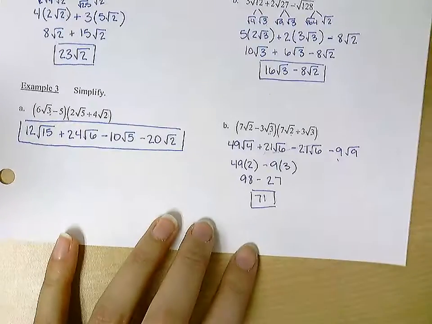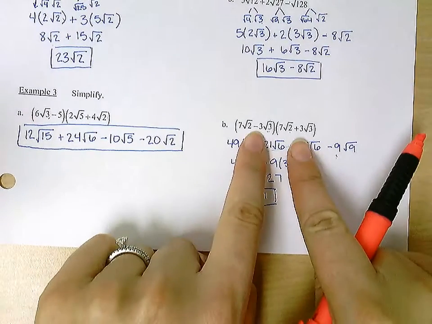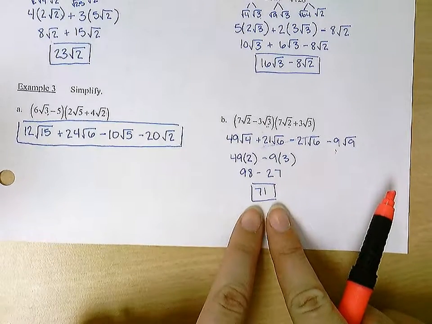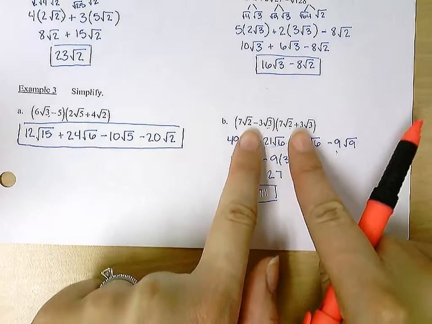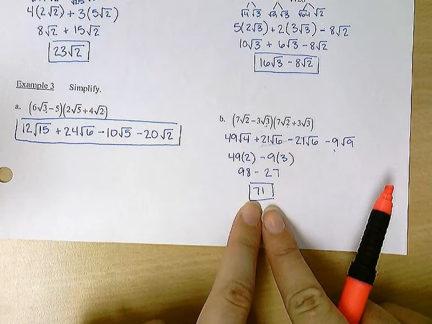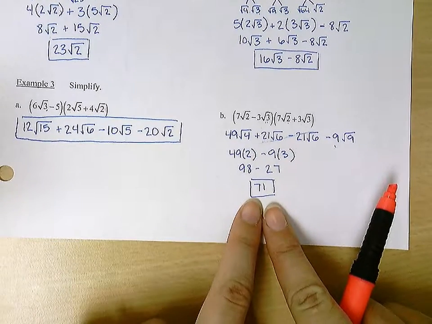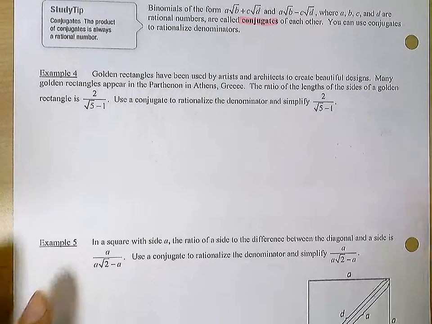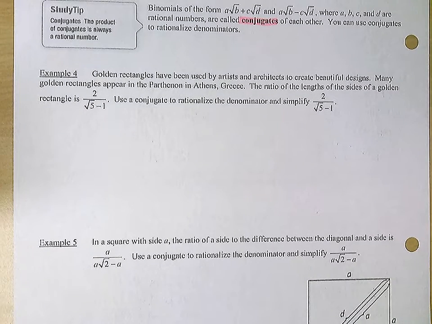Now we do that to rationalize denominators. Now if you notice the example we went through on the front, these two are conjugates. That's why your roots canceled and you got a whole number. When you multiply by that conjugate, you should cancel out the roots just like we did in example B here. Okay, so that's what conjugates do. So we're going to do an example of this.